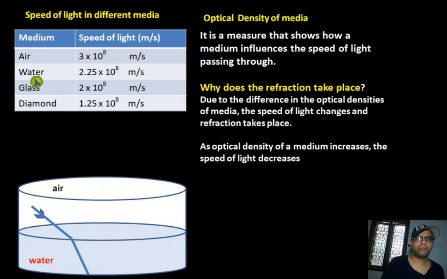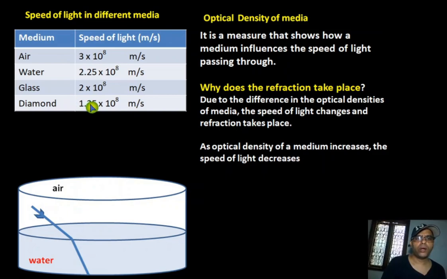Here, there is a table. First column is for medium, the second column is for speed of light. In air, the speed of light is 3 x 10^8 meter per second. In water, that is 2.25 x 10^8 meter per second. In glass, it is 2 x 10^8 meter per second.